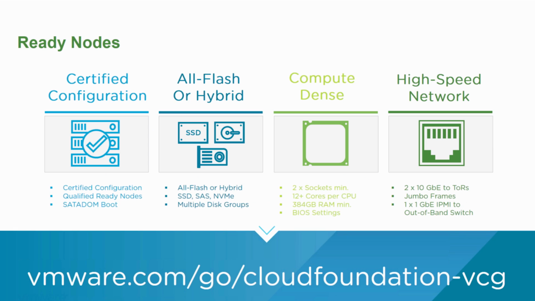The ready nodes, there's a huge amount available to choose from, but not all of them are compatible with Cloud Foundation. So we have the link there at the bottom, vmware.com/go/cloudfoundation-vcg will show you the compatibility guide specific to Cloud Foundation, and you can see which of your vendors is providing VCF compatible ready nodes today. The ready nodes that you would buy can be all flash, or they can be hybrid disks. That is a mix of SSD and spinning disks for your vSAN. You see the compute capacity that we can accommodate, and then the network connectivity as well.